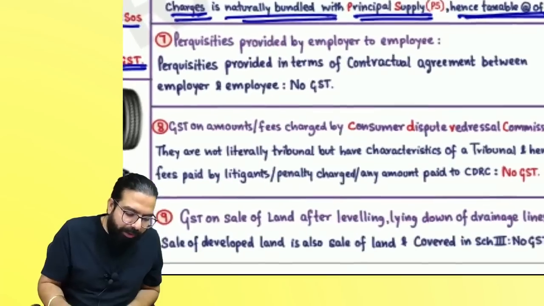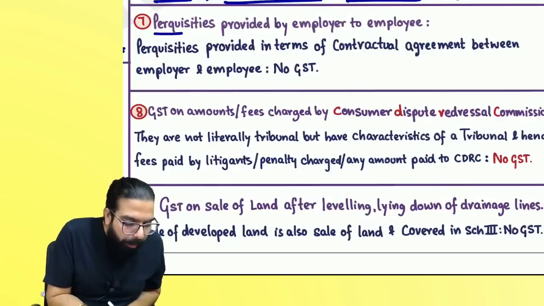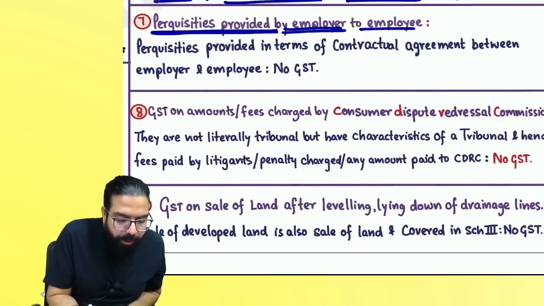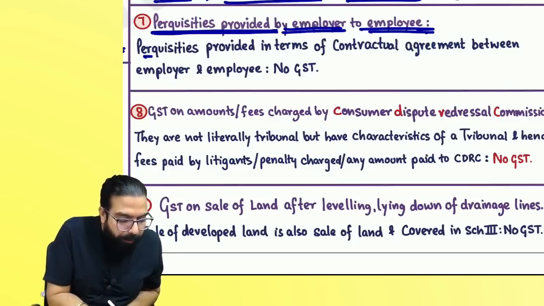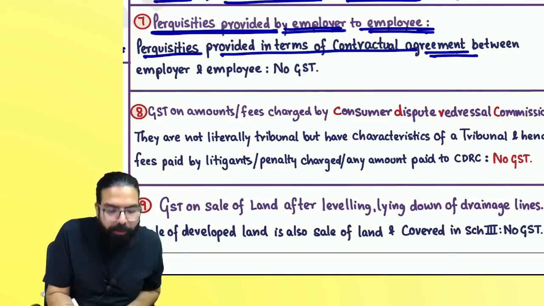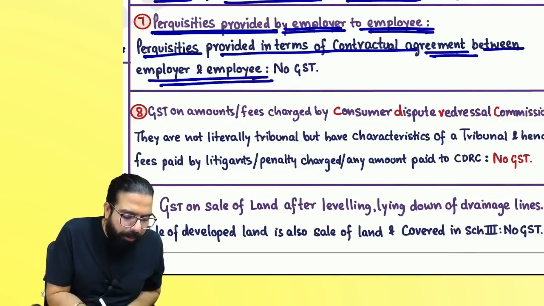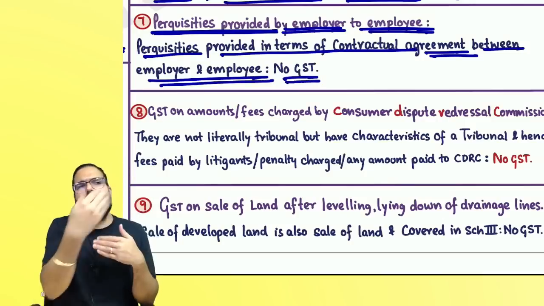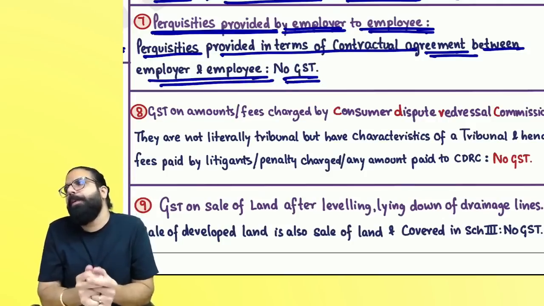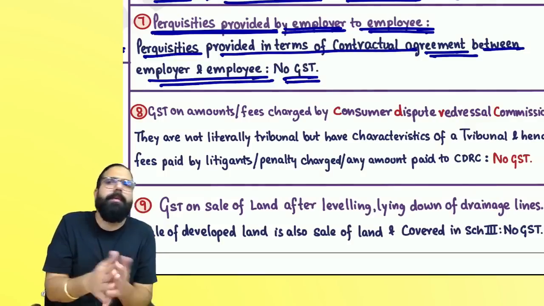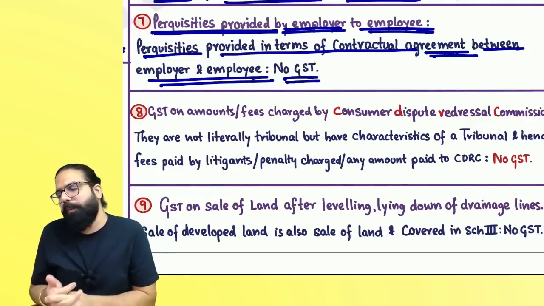Sir, perquisites, always remember one thing. Perquisites provided by the employer to the employee in terms of a contractual agreement between the employer and employee will always have no GST. So the employee worked for the employer and was given some perquisite, but if those perquisites are as per the contractual agreement, then it will always be neither a supply of goods nor a supply of service. Can we go ahead?